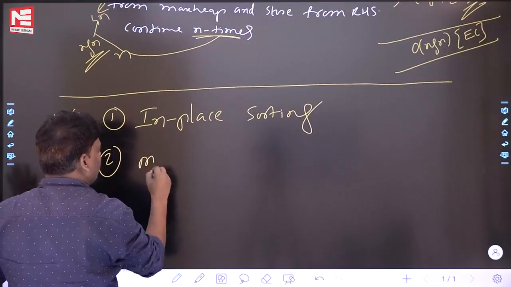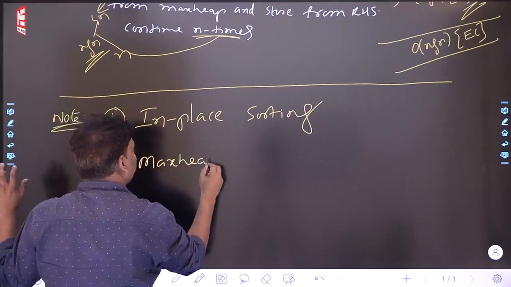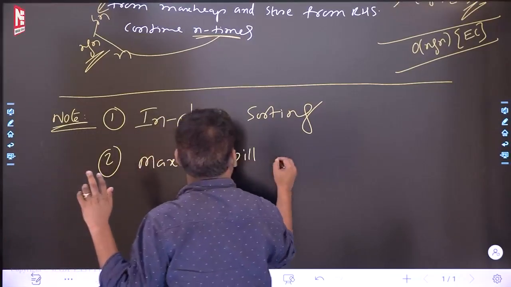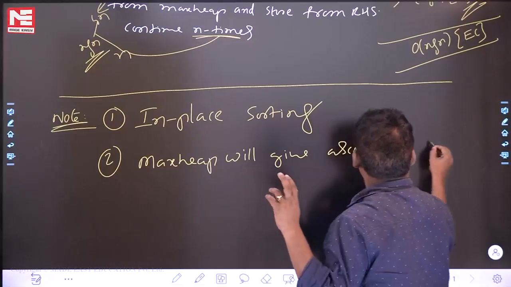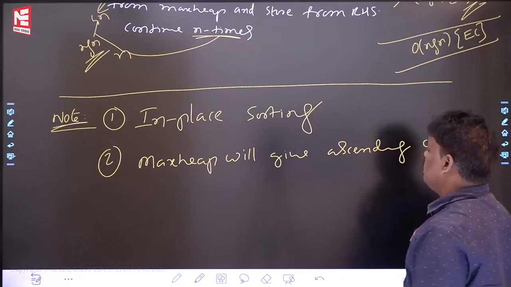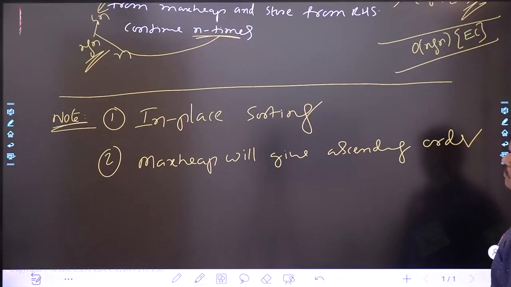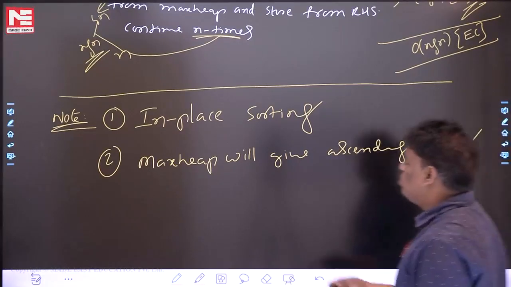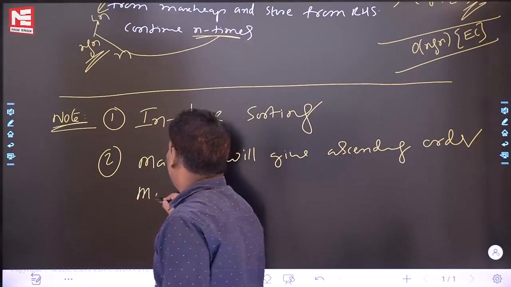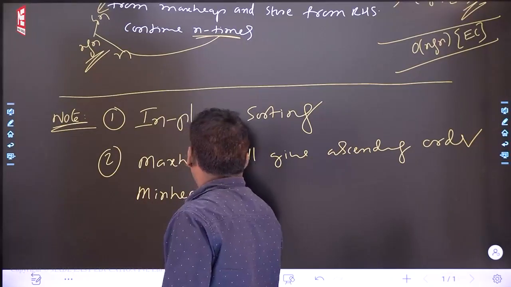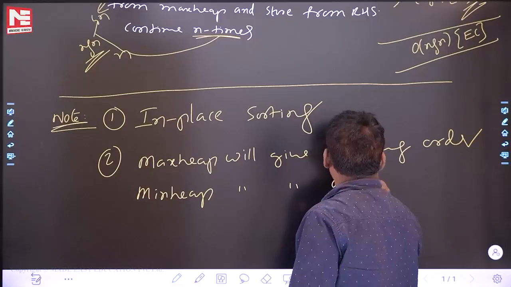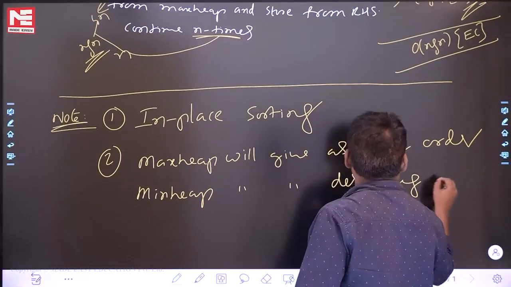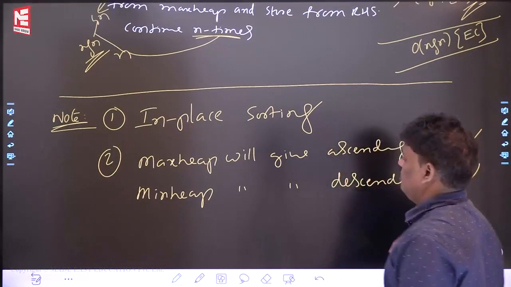Please be careful. Let me write now. Max heap will give ascending order. Max heap tree will give ascending order. In-place sorting, and max heap tree will give ascending order. Can you say what about min heap? Descending order. Min heap will give descending order.